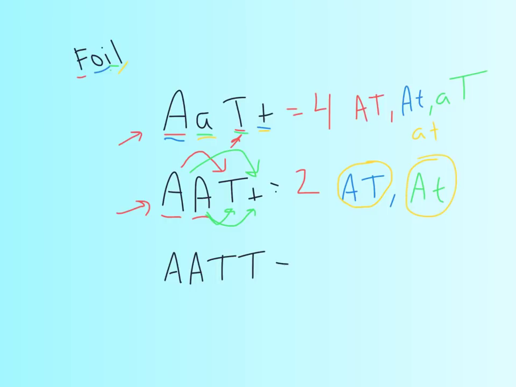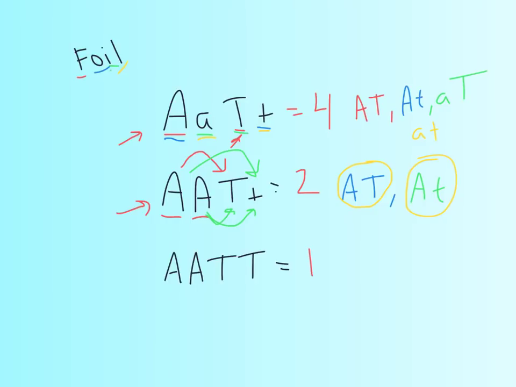Now, let's try this one. Big A, big A, big T, big T. How many different combinations of alleles can you get from that? Let's see if you can get the correct answer. Now, hopefully you came up with the answer of one. Since they're both homozygous dominant, remember homozygous means same, dominant means it's a capital or big letter.